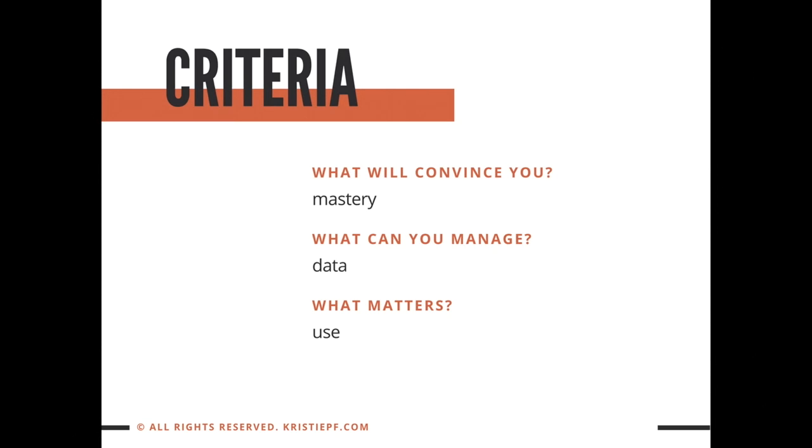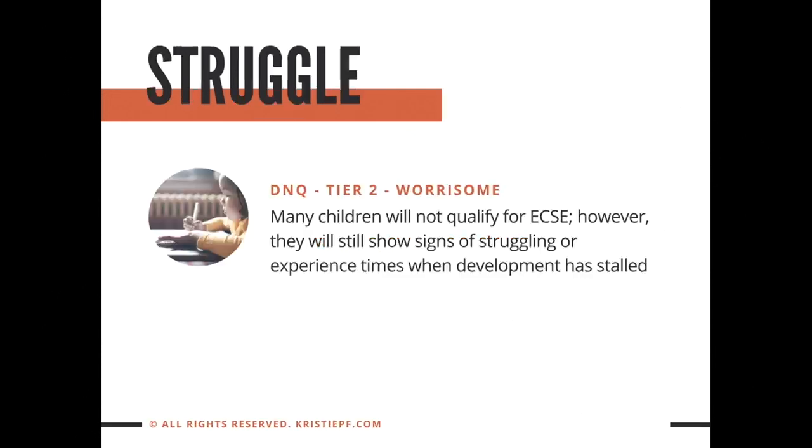A 3rd module is all about the so what. What will convince you and other team members that the child now has the skill? What can you manage in terms of data collection? And in the end, what really matters? What skills, abilities, knowledge do you want this child to have and to, of course, use in their everyday routine? So this module will have several lessons into thinking about these pressing questions or these underlying questions. What will convince you? What can you manage? And what matters?